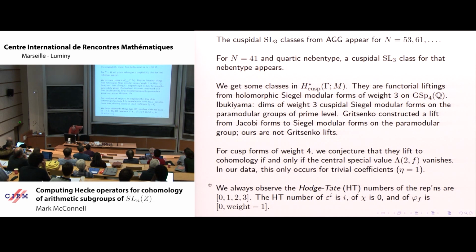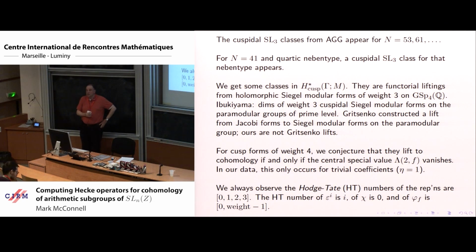And the Hodge-Tate numbers of the representations. The Hodge-Tate number of the cyclotomic character to the ith power is i. The Hodge-Tate numbers of a classical cusp form of weight k are 0 and k minus 1. So these are the numbers that would appear in the theory of motives. The fact that we see 0, 1, 2, 3 suggests that our classes are always coming from a motive, but this is just computational evidence. Okay, well, certainly time for me to stop there.